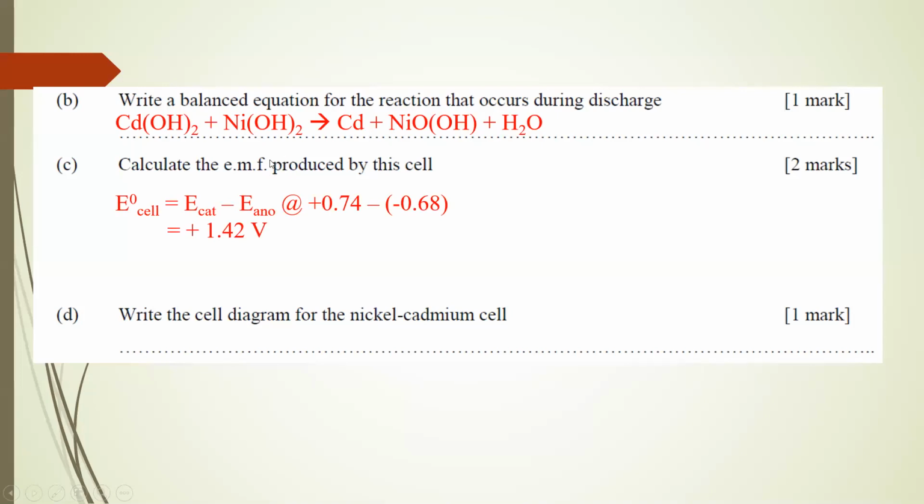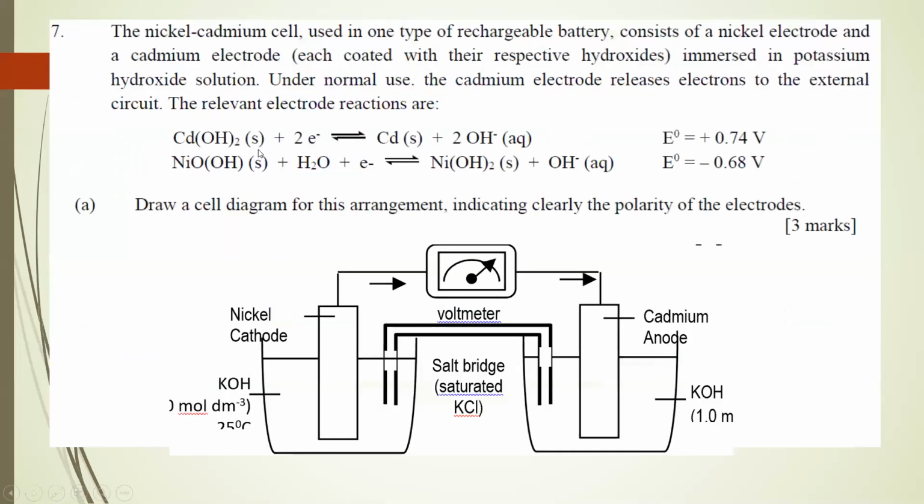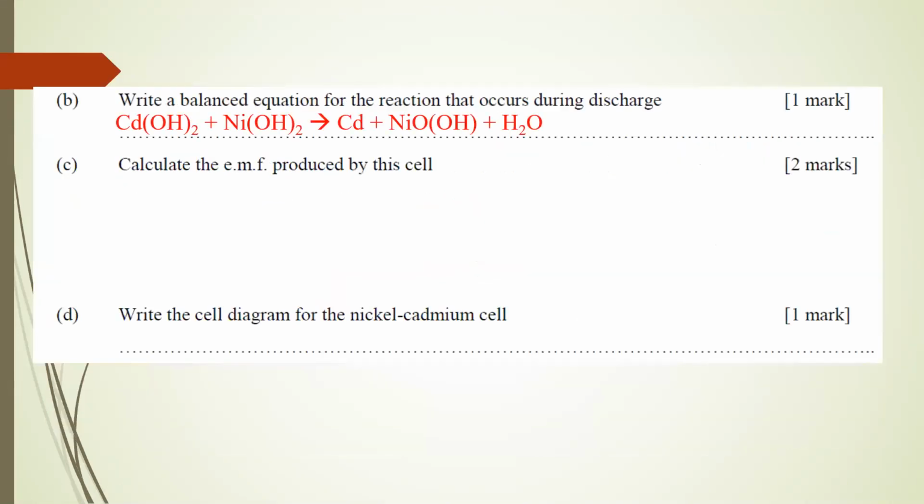And finally, for D, write the cell diagram for the nickel-cadmium cell. The question already clearly gives you the state of matter inside them. They also give you the electrodes, nickel and cadmium. The cadmium hydroxide and nickel hydroxide act as their respective layered structure inside the electrolyte in order for the redox reaction to take place. So that is how you do this one. The EMF of the cell is E cathode minus E anode, or positive 0.74 minus negative 0.68. Therefore you get 1.42 volts.